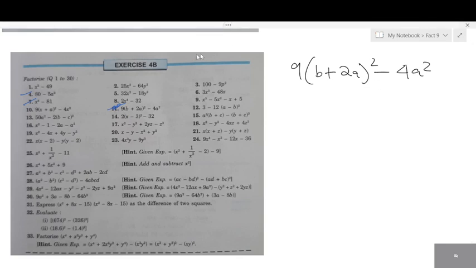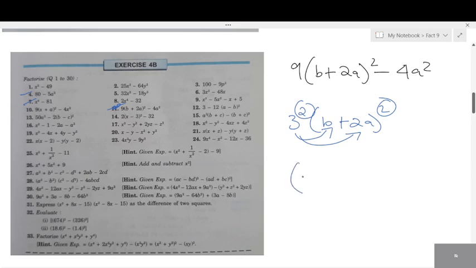No, nothing is common. So, how do you factorize 9? How do you write 9? You have to write it as 3 square (3b plus 2a) the whole square. Can you see the degree is the same for both, square and square? So, you have to multiply this 3 with both inside. What do you get? 3b plus 3 twos are 6a, the whole square. Minus. How do you write this, students? 4. 2a the whole square.